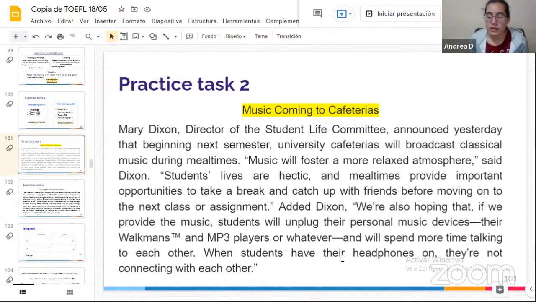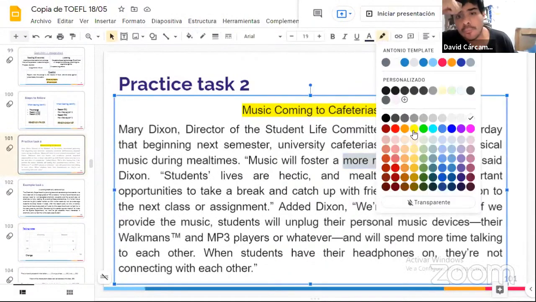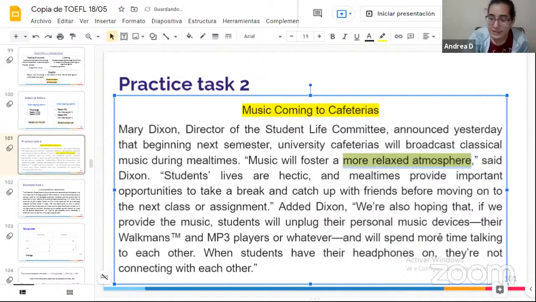Okay, now, can anybody tell me why? So what are the reasons for this change? Why are they going to be playing music in the cafeterias? Because the director thinks that will provide students with a more relaxing atmosphere and will make them socialize more. Perfect. That's it. There you go. So those are the two reasons.